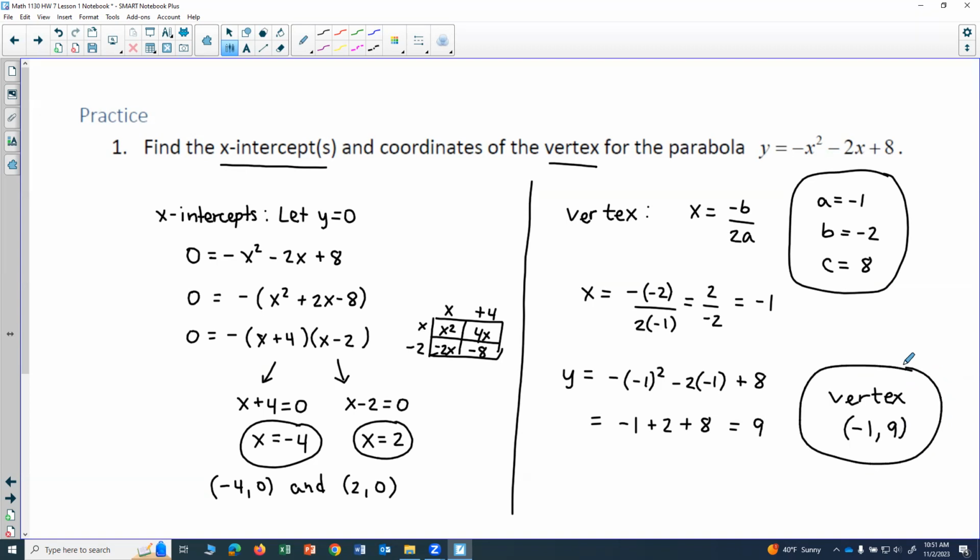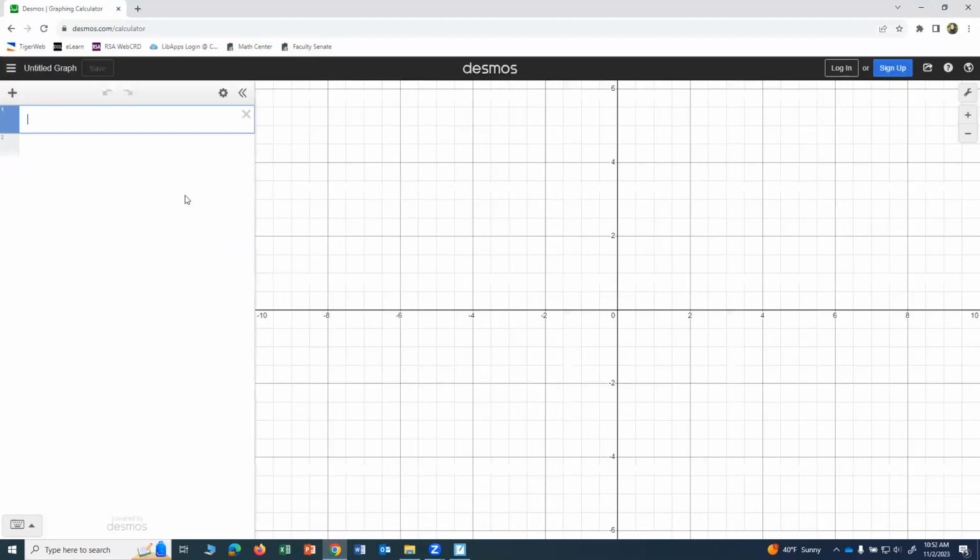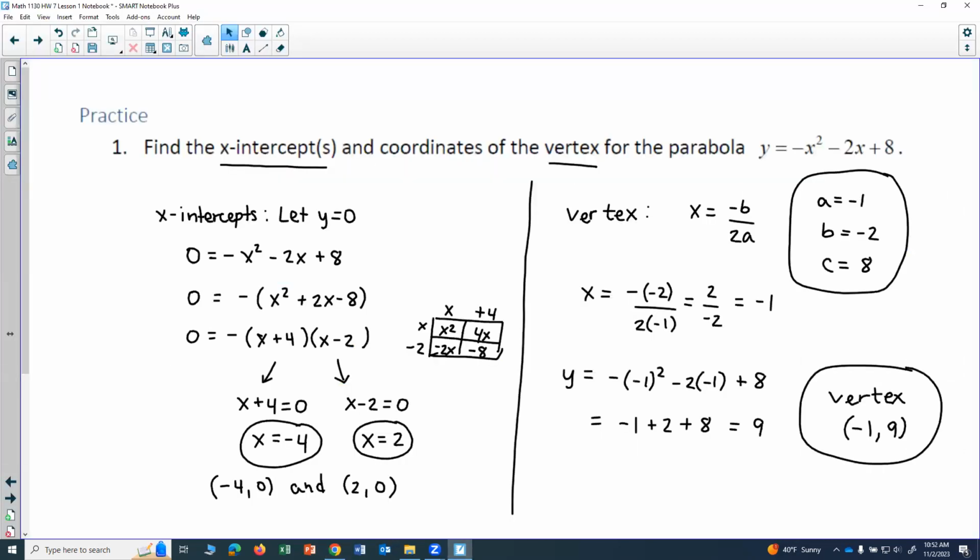You can check this by graphing the parabola in Desmos. Just put in y equals negative x squared minus 2x plus 8 and make sure that you get the same x-intercepts and vertex. However, make sure you are able to show your work on the test because you do have to show work in order to get the points. So negative x squared minus 2x plus 8.